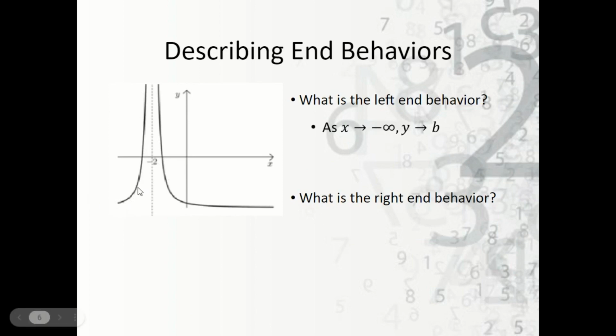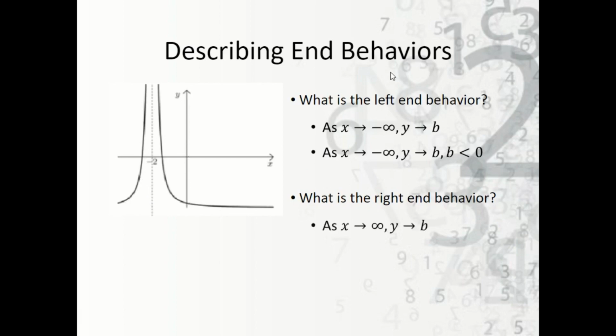It's approaching some value here, which we don't know. So we'll just call it b for now, and we know that b is smaller than 0, right? Because it's some number under the x-axis. So the y value is approaching some value here, b.